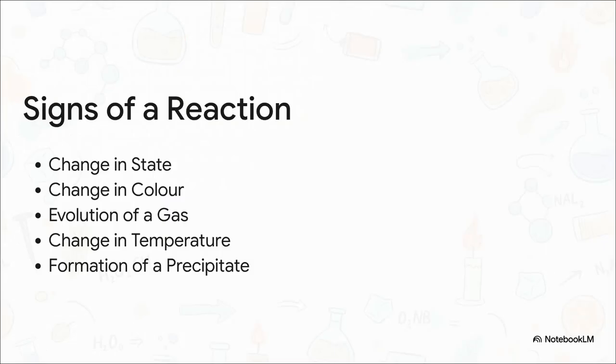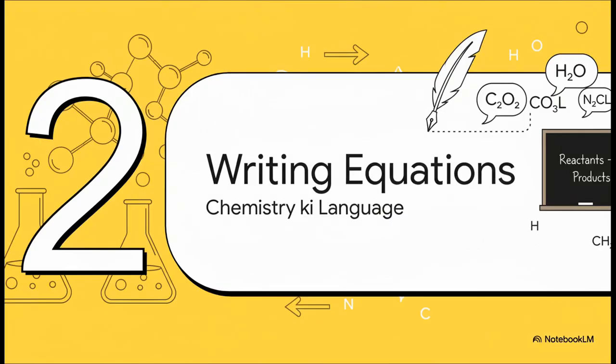Simple, isn't it? So, how do you even know a chemical reaction has happened? You gotta look for the signs. Yad rakho, remember these clues. Maybe there's a change in state, like a solid turning into a liquid, or a sudden change in color. Maybe it gets hot or cold all of a sudden, or you see bubbles of gas. These are all huge clues that chemistry is at work. Okay, are the basics clear? Awesome. Now let's get into how we actually write these reactions down.